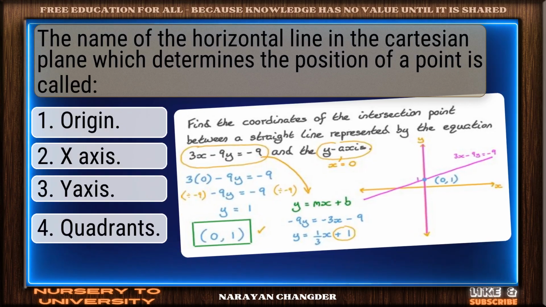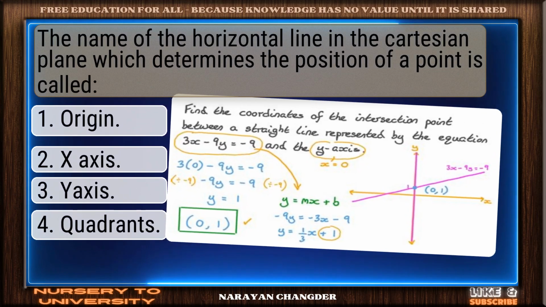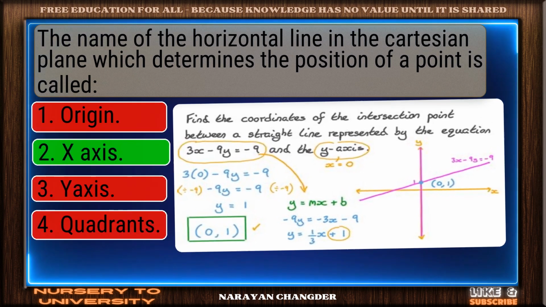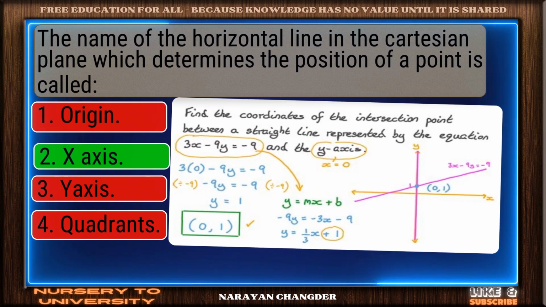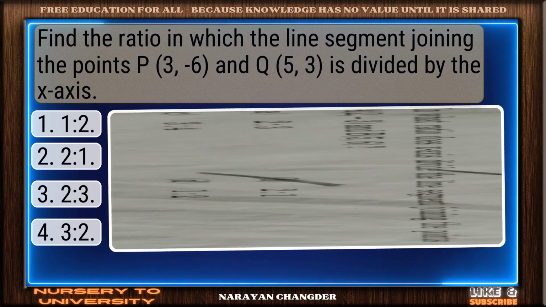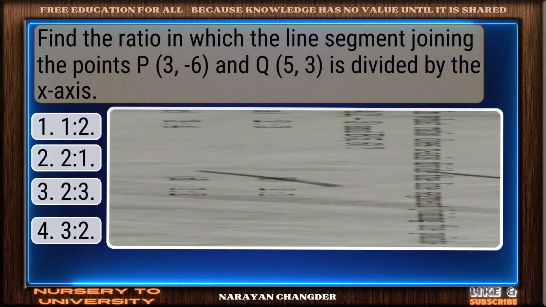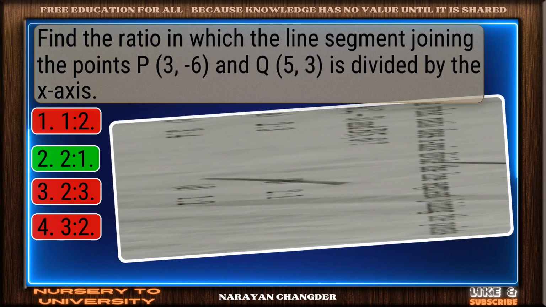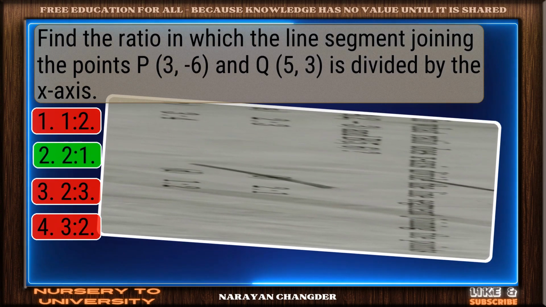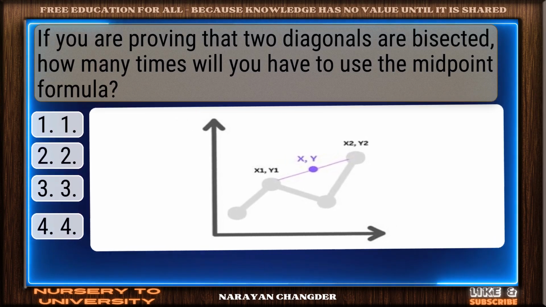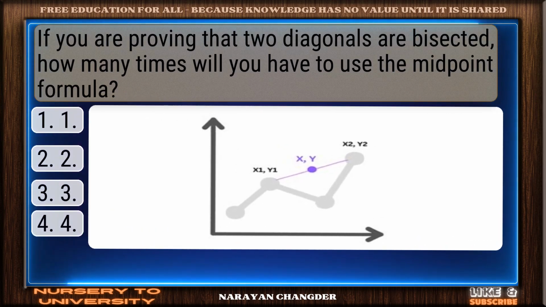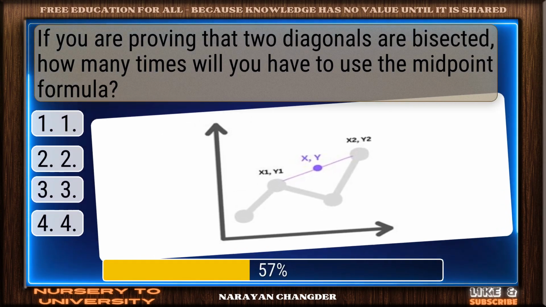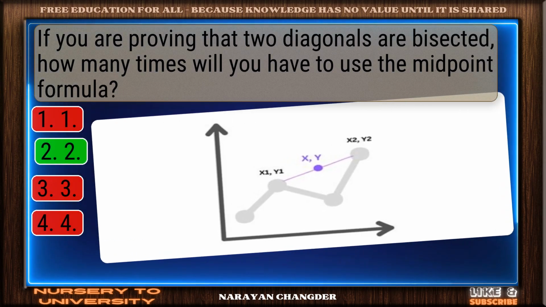The name of the horizontal line in the Cartesian plane which determines the position of a point is called. Well reasoned. Axis is correct. Find the ratio in which the line segment joining the points P and Q is divided by the x-axis. Good thinking. 2:1 is right. If you are proving that 2 diagonals are bisected, how many times will you have to use the midpoint formula? Perfect. 2 is the one.